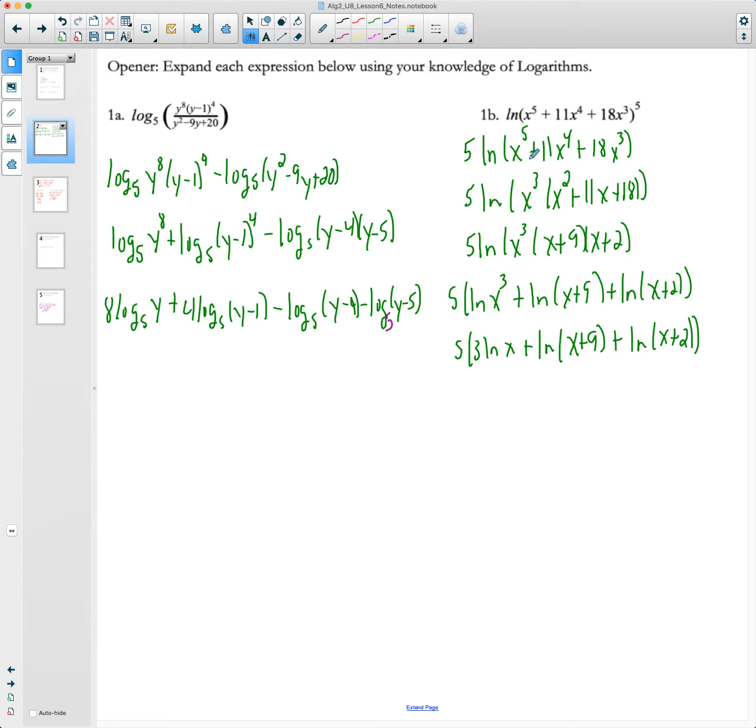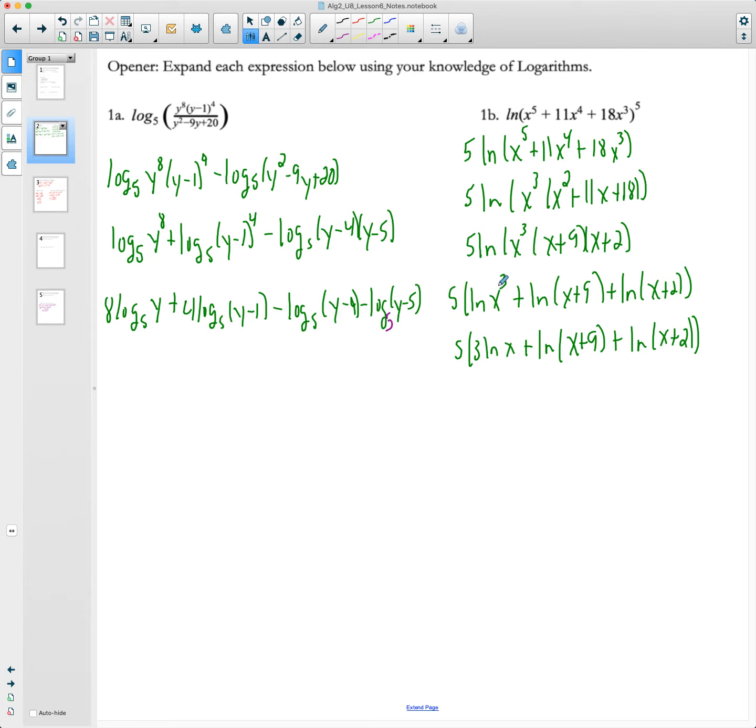And guess what? That's right. Gotta factor it some more. In this case, it's a two-part factoring problem. The first part is that we have to factor out a GCF of x cubed. So I factor out that x cubed, and that gives me x squared plus 11x plus 18. Now I can factor the quadratic into x plus 9 and x plus 2. And so what I see is I now have a product of three things in my argument. So now I can use that product property. Once again, I'm going to leave that 5 out front.